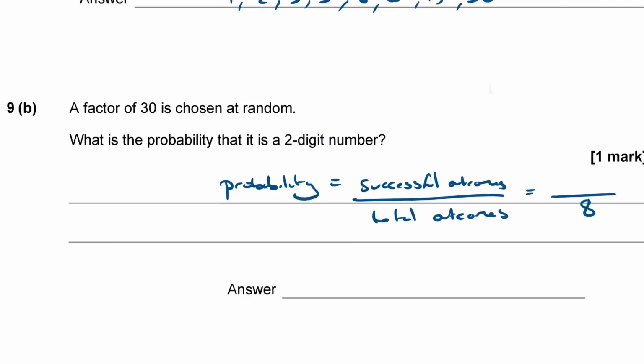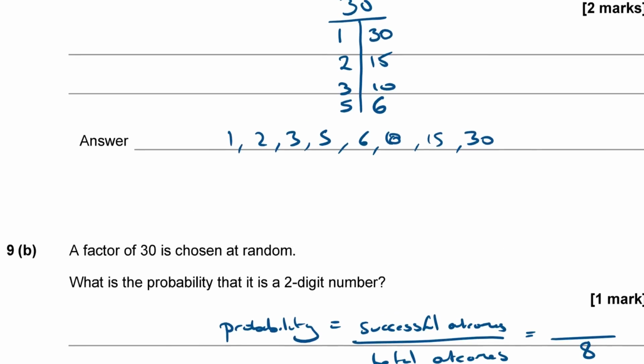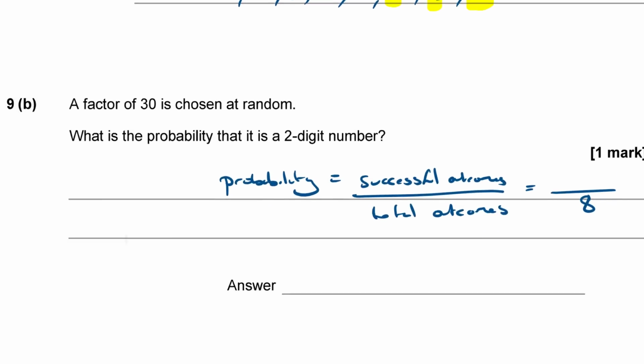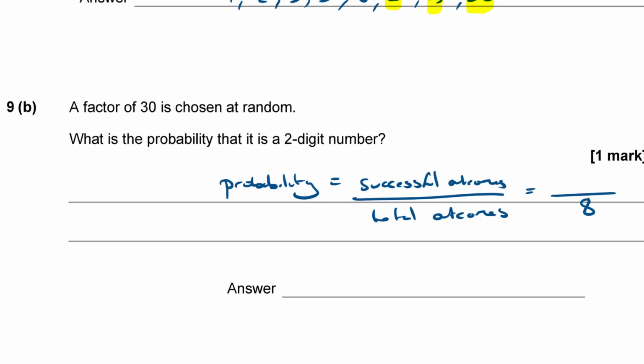Now, how many of those factors have got 2 digits? Okay, well, it's 10, 15, and 30, those 3. So there would be 3 successful outcomes out of a total of 8 outcomes. So the probability is 3/8.